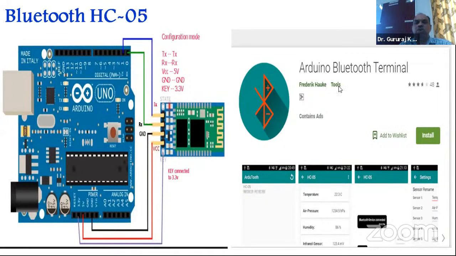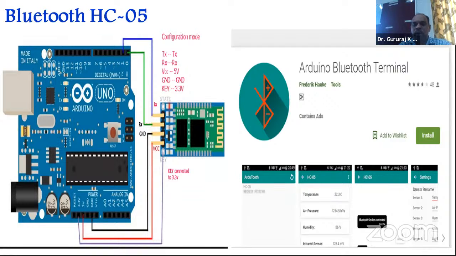That is the Arduino Bluetooth terminal. So it gives us that HC05 Bluetooth monitoring. I can monitor the air pressure, the temperature. I have connected some sensors. It's not only the Bluetooth sensor that is connected. I have connected temperature sensors, the air quality monitoring sensors, the humidity sensors, infrared sensors.